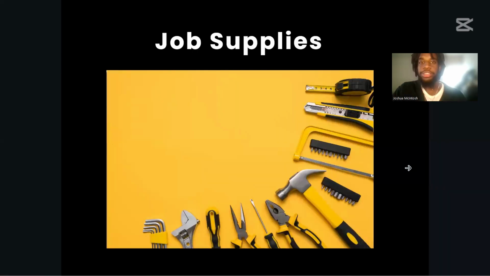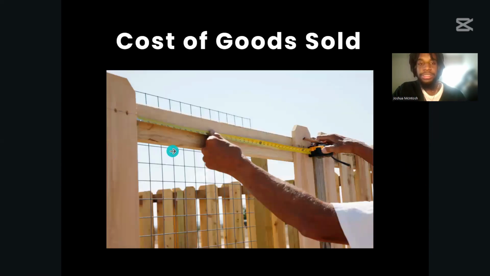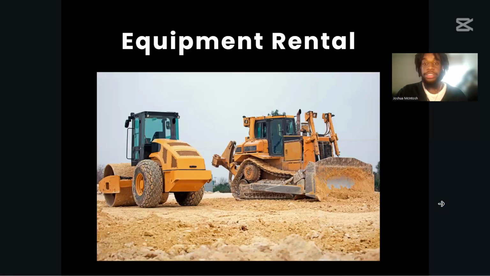Job supplies are tools that you use to execute a certain project inside your business. For example, using this tape measure, this contractor is using it to execute his project, which is building a fence. Equipment rentals is equipment that you rent in order to perform the daily activities in your business. So let's say I'm a farm and I want to rent a tractor so I can continue operating my business. Don't confuse this with buying equipment, but it's very similar.